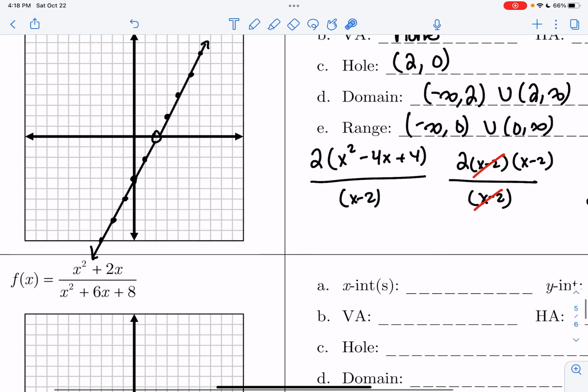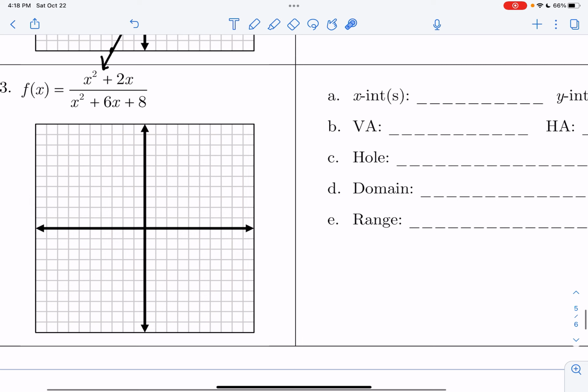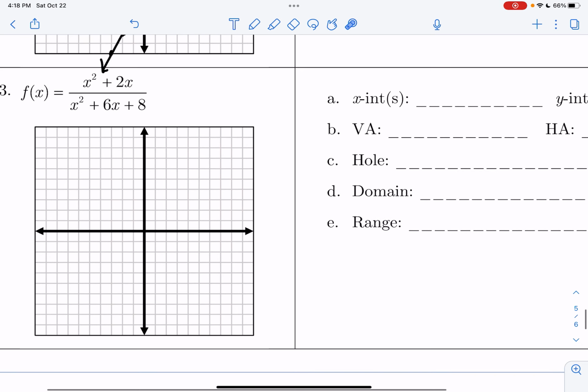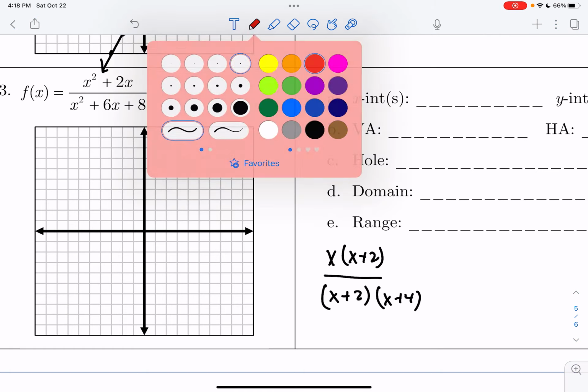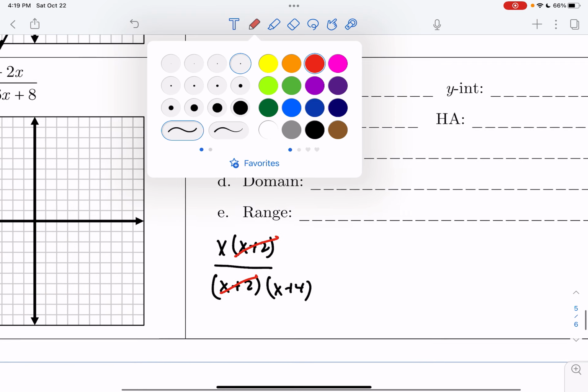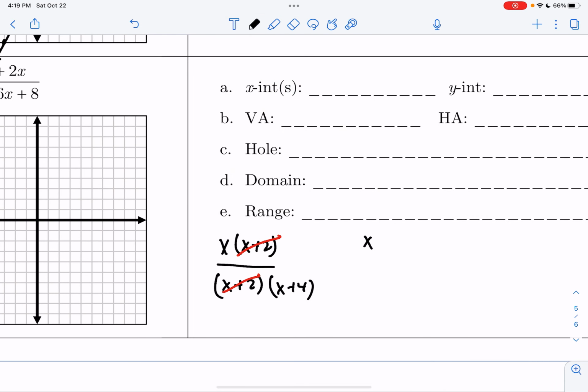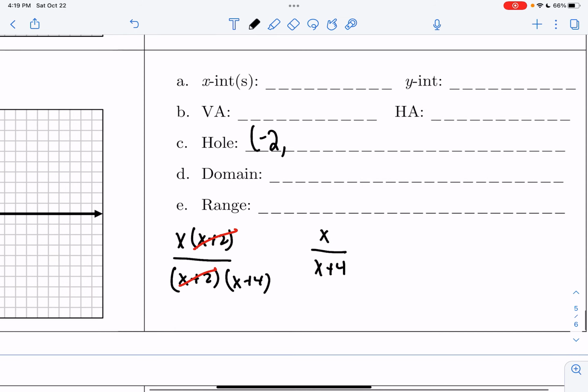Same process for number 3, where I have x squared plus 2x over x squared plus 6x plus 8. I am going to go ahead and factor out the numerator and denominator. You'll see that I have x plus 2 that cancels out because I have common factors there, which means that I have a hole at -2. To find the y-coordinate, I'm just going to plug in -2 to figure out what that is in my simplified function, which means that I have a hole at -2, -1.